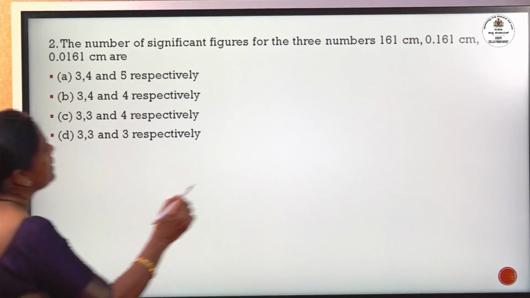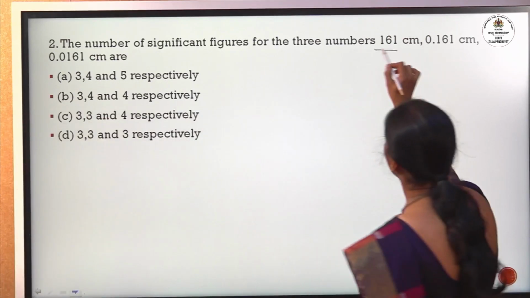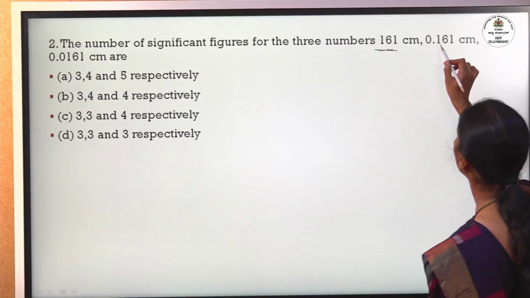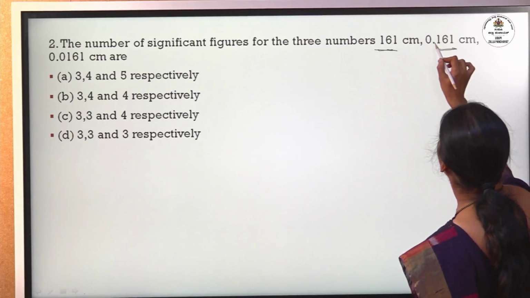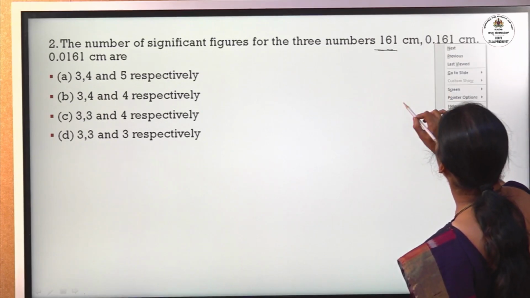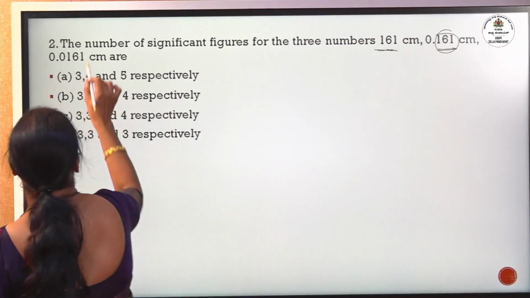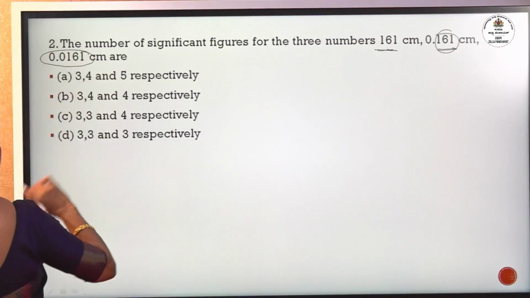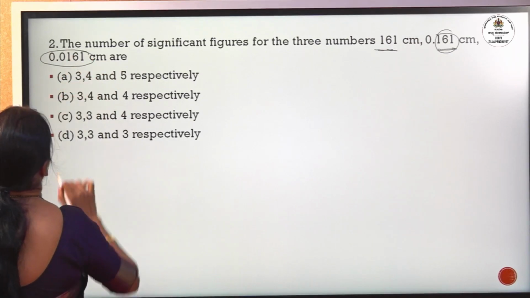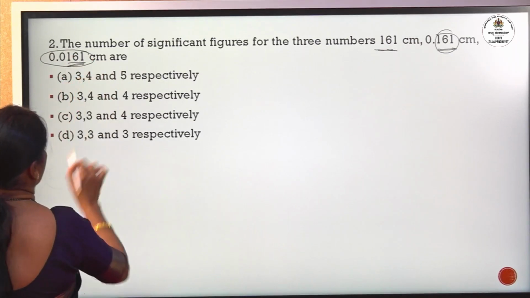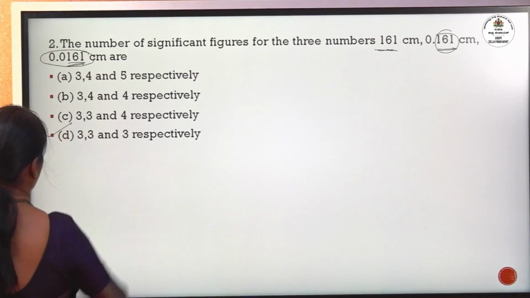For this, non-zero digits are significant. 3. Now here also the 0 to the left is not significant, so here also we get 3, and here also we are getting 3 significant figures. So this should be the correct answer.